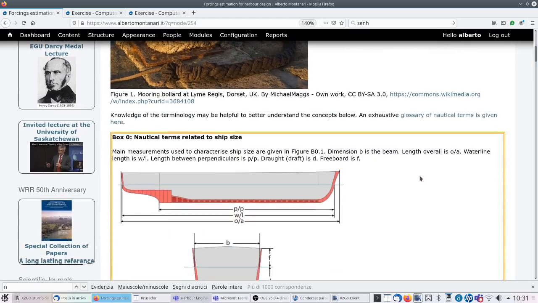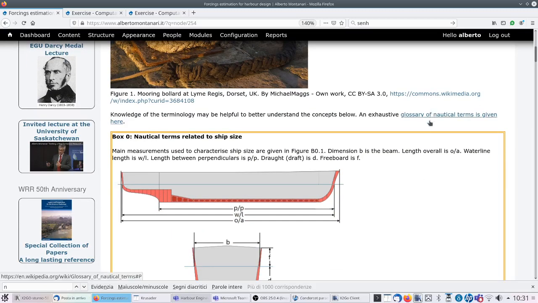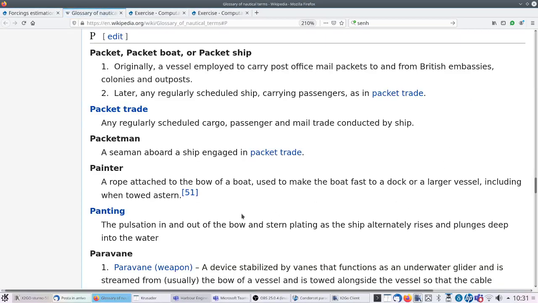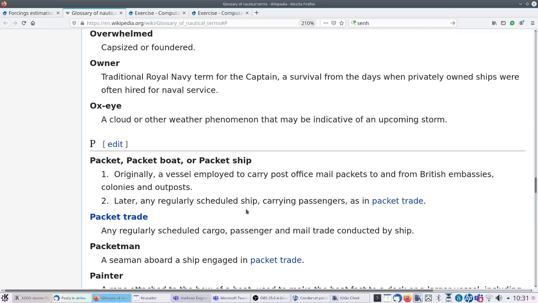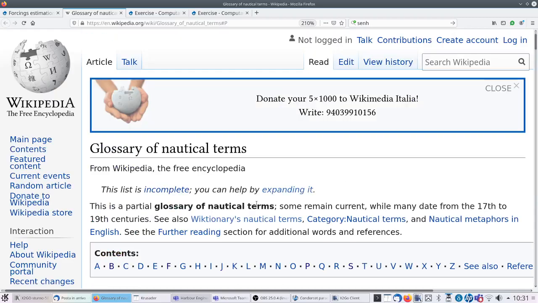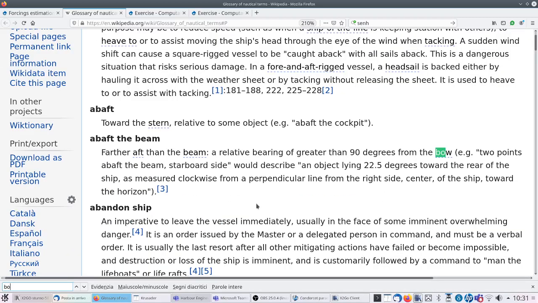Just one second. Okay, here it is, just above the figure that I showed you before. I put a link to an exhaustive glossary of nautical terms, and if you click, this is definitely interesting. You can see in Wikipedia everything you need in terms of terminology. And for instance, let's look for bollard.